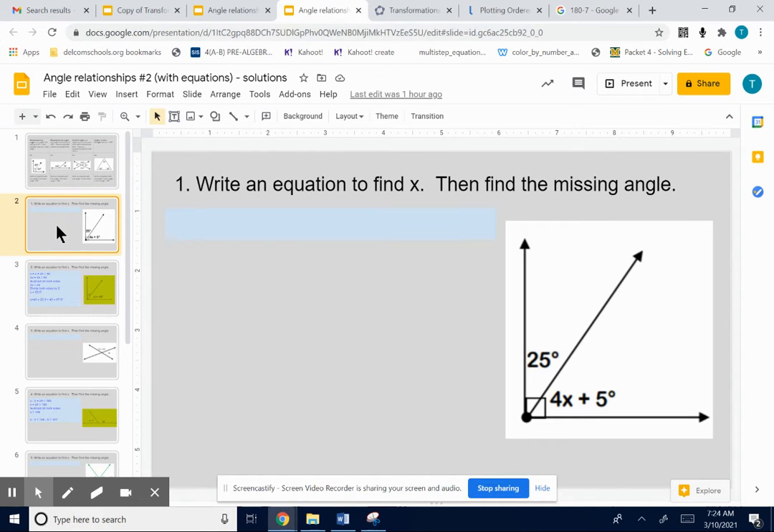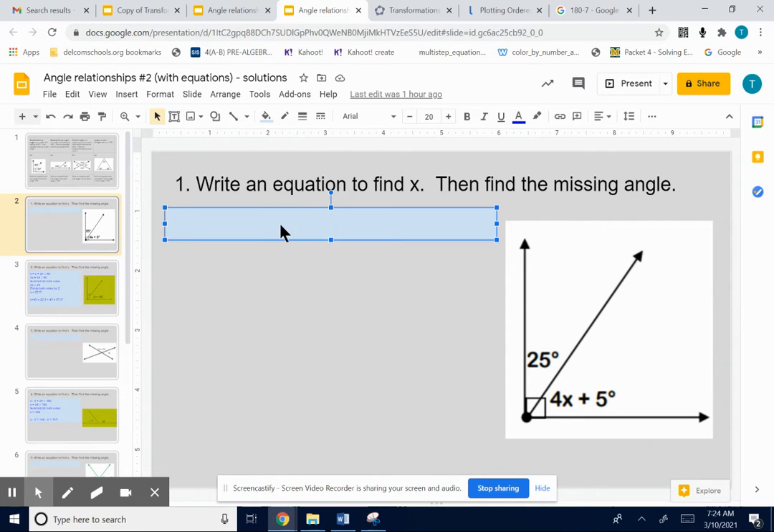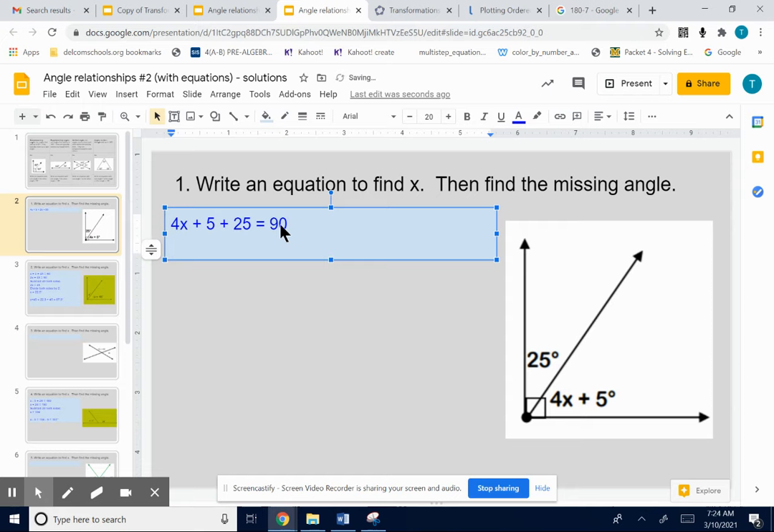Okay, problem 1. We want to find x, and we want to find the missing angle. This is a right angle, so these two angles add up to 90. I can just write it out like this: 4x plus 5 plus 25 adds up to 90. Just add them up, set it equal to 90. A lot of these problems, you're going to have like terms. 5 and 25 are like terms because they're both numbers. So add those up. 4x plus 30 is equal to 90.